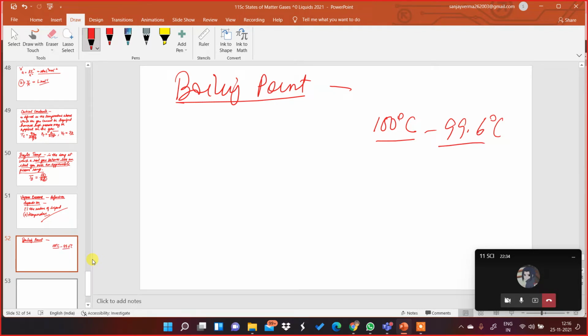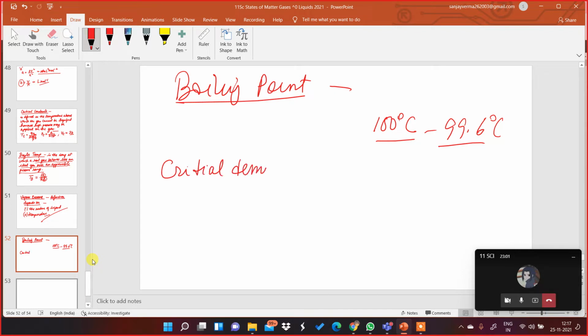Boiling point does not occur when liquid is heated in a closed vessel. When the density of liquid and vapors become the same, the clear boundary between liquid and vapor disappears. So this temperature is called critical temperature. So what is critical temperature? Critical temperature is the temperature when the density of liquid and vapors become the same. So this you must remember.